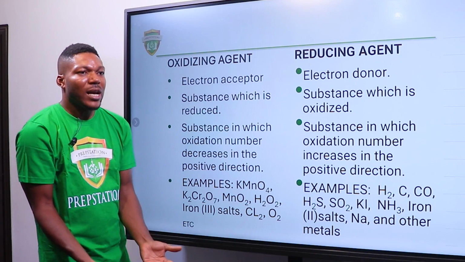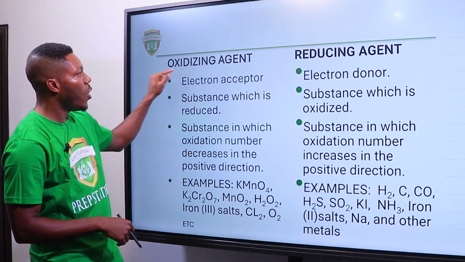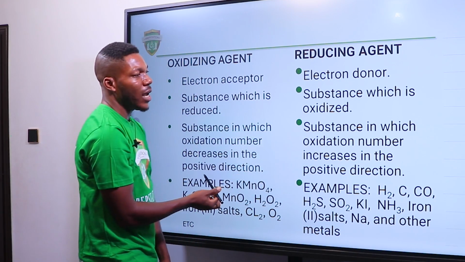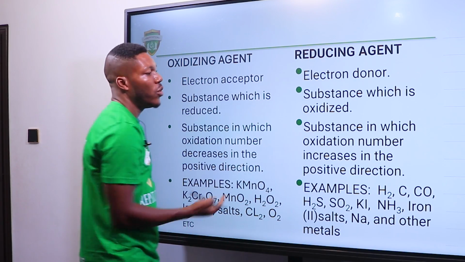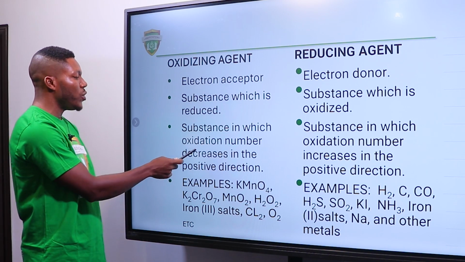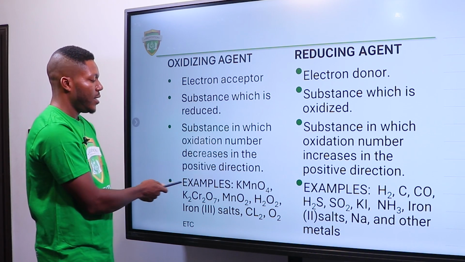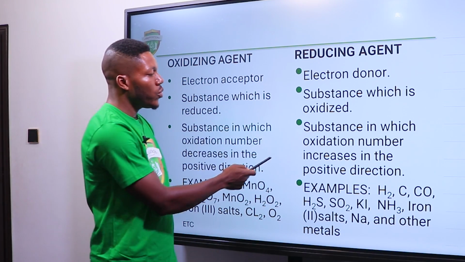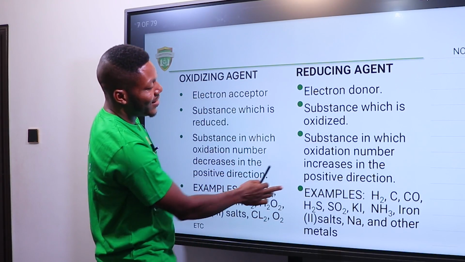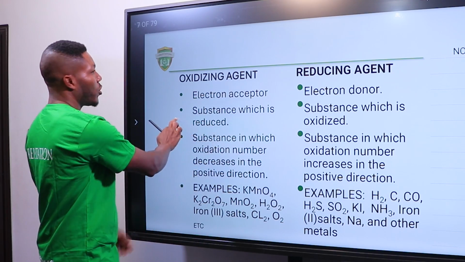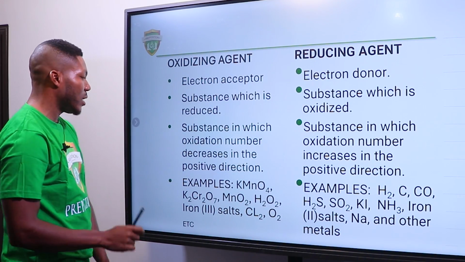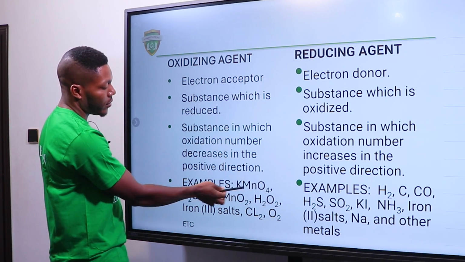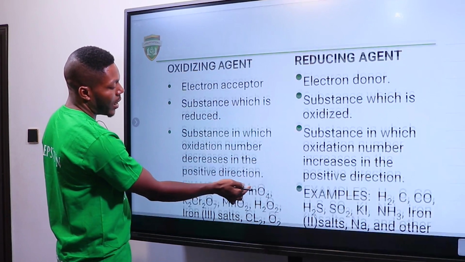Now a substance which is reduced, which attracts more electrons to itself, is known as an oxidizing agent. Whereas a substance that loses electrons, that is being oxidized, is called a reducing agent. Now, a substance in which the oxidation number decreases in the positive direction is called an oxidizing agent. And a substance in which the oxidation number increases in the positive direction is called a reducing agent. Then what are the examples? For example, this is potassium tetraoxomanganate(VII). This is potassium heptaoxomanganate(VII).